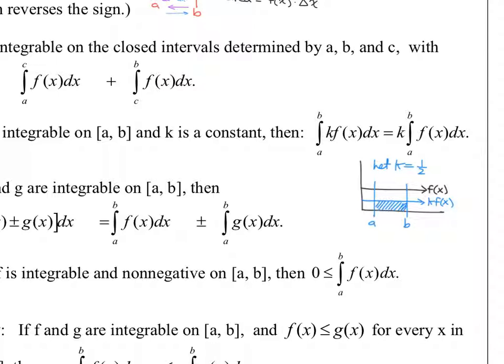Because if I'm moving from left to right, from a to b, the x value is moving in the positive direction. If I'm above the x-axis, then my y values are positive. Positive times positive is positive. If I'm below the x-axis, then I have positive times negative, which would give me a negative. So it's all the geometry of it.